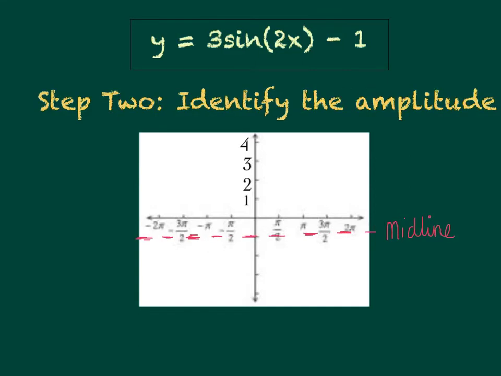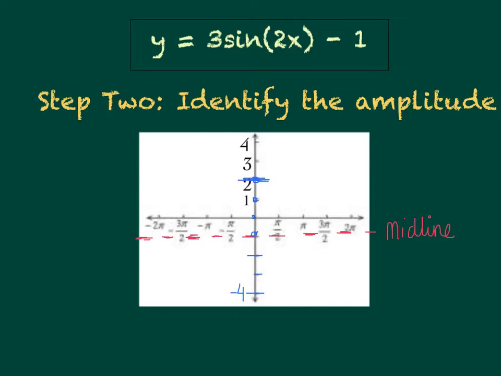Now that you have the midline identified and placed on your graph, the next step is to identify the amplitude of the graph. In this example, the amplitude is 3. Remember, the amplitude is the number that comes before the trig ratio. Now, starting at my midline, I'm going to count both up and down 3 units. So 1, 2, 3 up to +2, and then down 3 units, 1, 2, 3, this would be -4 from the midline. Let me repeat that.